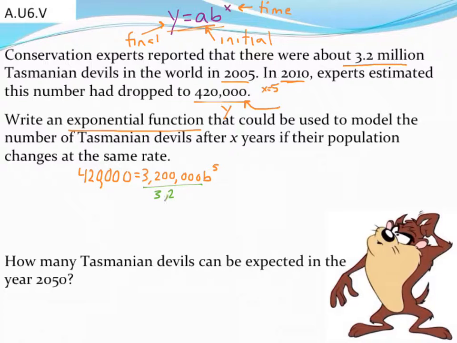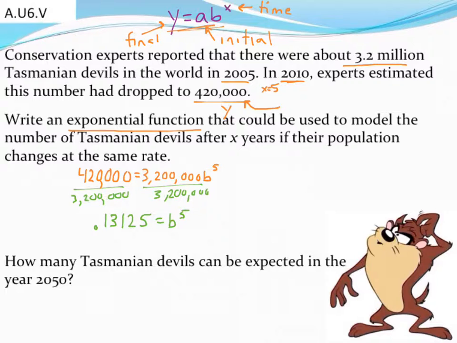Let's write the whole thing out. Divide both sides by the 3.2 million. Pause, so you can type that in your calculator. When I do that, I come out with about 0.13125, and that's equal to b to the 5th power.